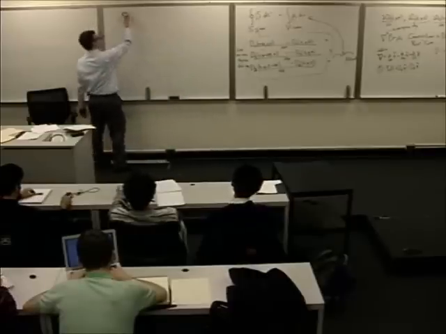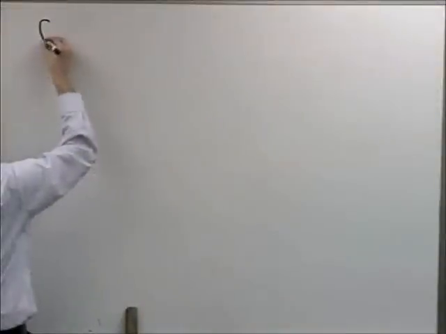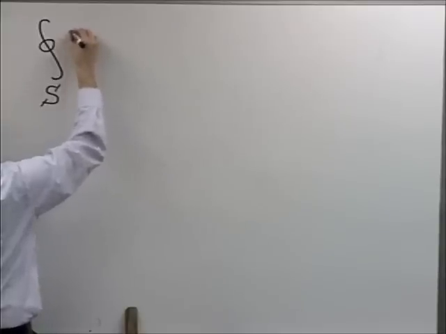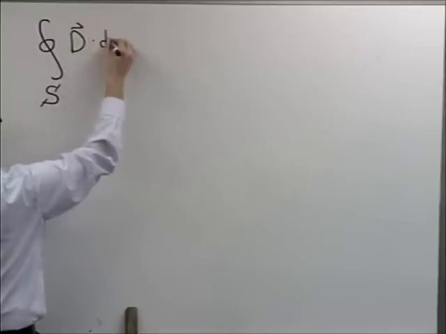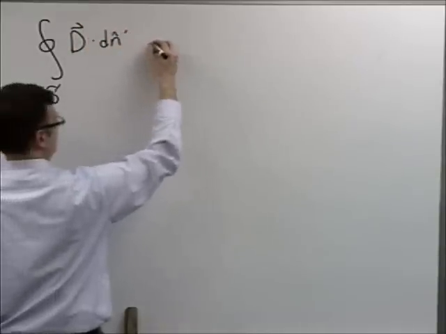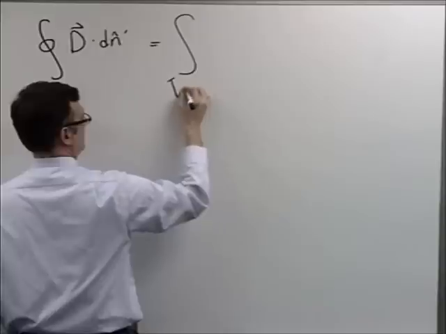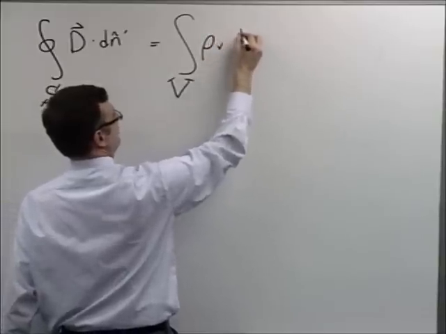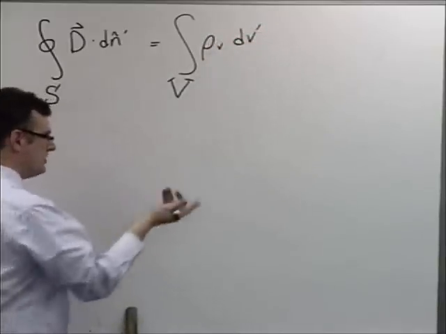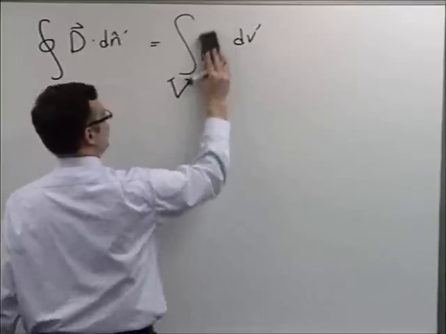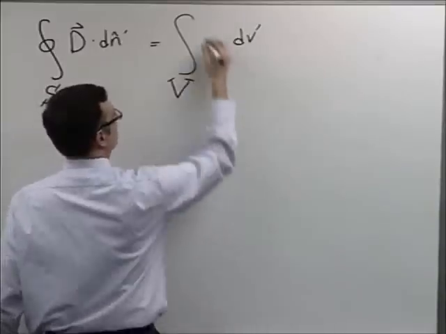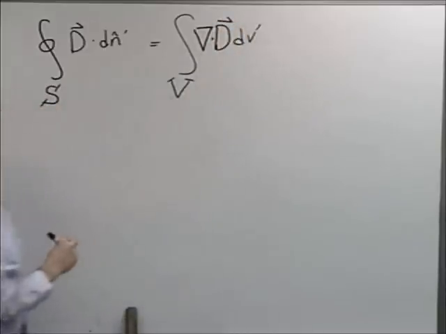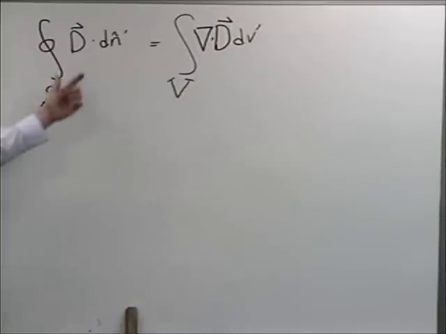Remember how we said that the enclosed surface integral of this vector field is equal to the volume integral of the charge density. And we just said here that the charge density is equal to the divergence of the D field. So now we have an equation relating D field to D field.